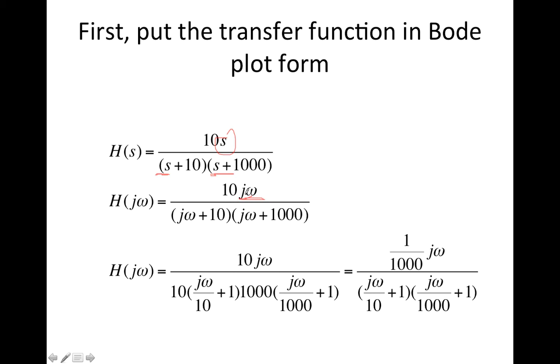So we substitute j omega in the numerator, and then in the denominator we'll have j omega plus 10 and j omega plus 1,000. Now when doing Bode plots, you want each term to be of the form j omega over something, plus 1. So in the first term, we're going to factor out the 10. So that's what's done right here. The 10 is factored out. So the first term here is j omega over 10, and the second term becomes 1. In the second term, we're going to factor out the 1,000. So here's our 1,000. Here's j omega over 1,000 plus 1.